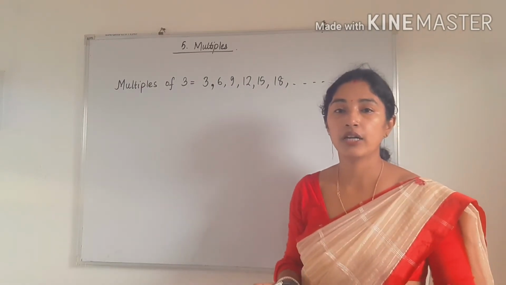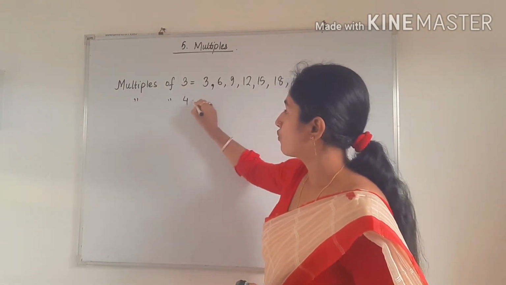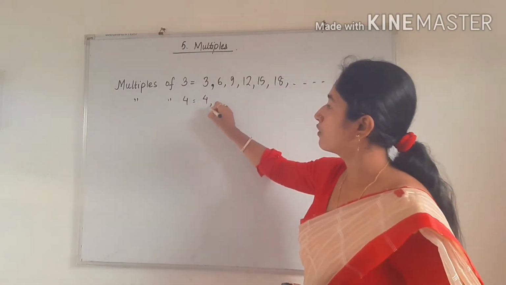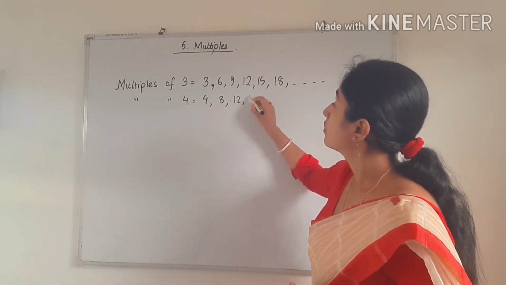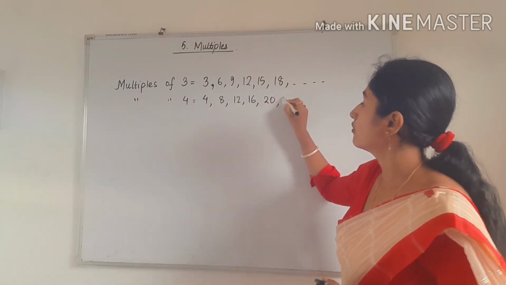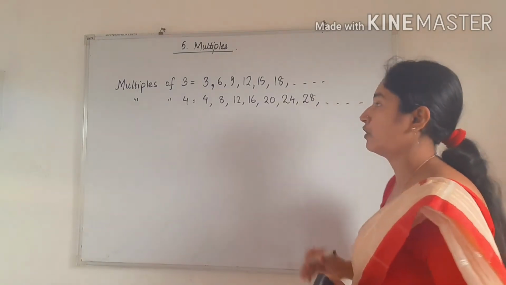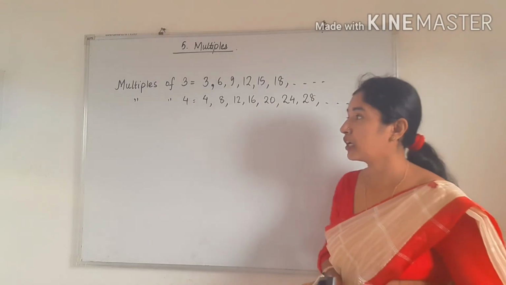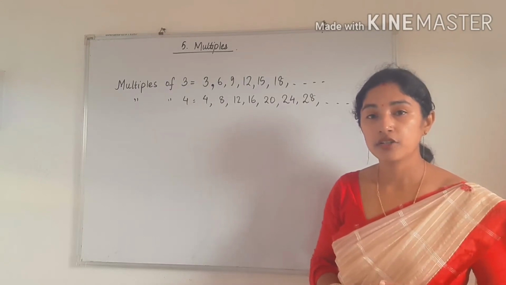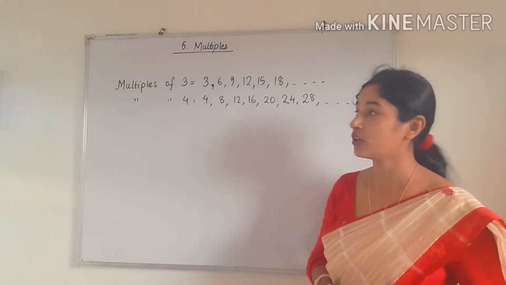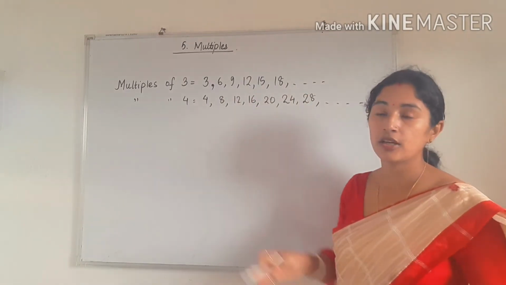Similarly we can find the multiples of another number. Suppose I want to find multiples of 4. It will be 4, 8, 12, 16, 20, 24, 28, and so on. Like this it will go on. So these are the multiples of 3 and multiples of 4. You can easily see that we are writing the multiplication table of each number: the multiplication table of 3, and here the multiplication table of 4.